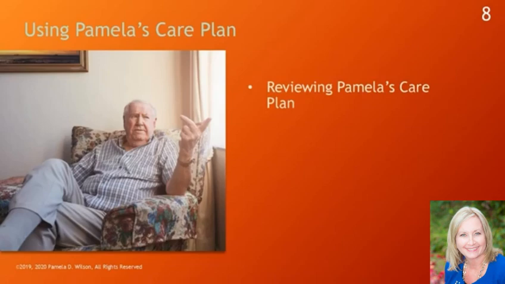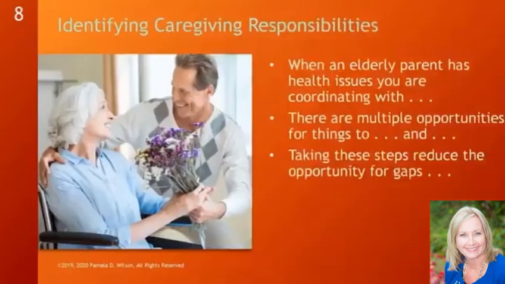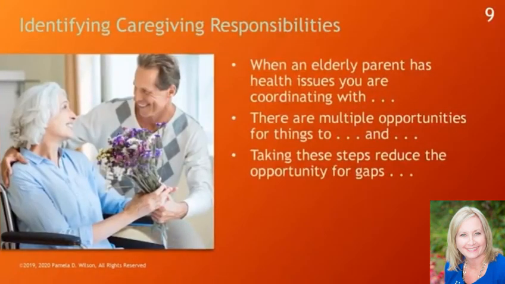Consider it to be the encyclopedia or the Bible of your health. Let's talk about caregiving responsibilities, because this idea of care planning is all inclusive. It includes managing the care of your loved one, communicating with healthcare providers, and advocating with care services. When an elderly parent has health issues, you are coordinating with multiple providers. There are a lot of opportunities for things to go wrong, for gaps to occur in care that can harm an elderly parent. You don't want this to happen.